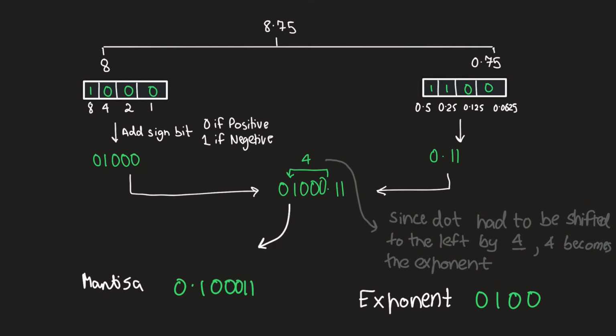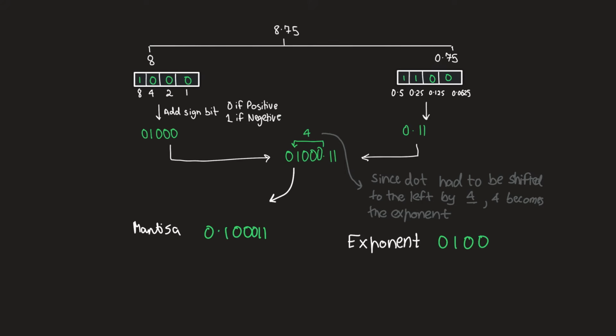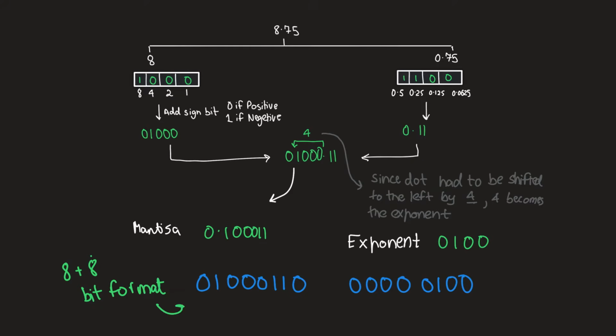Now it's worth noting that mantissa and exponents are usually written in an 8 plus 8 bit format or a 16 plus 16 bit format. In an 8 plus 8 bit format we can also write this as 01000110, which is 8 bits for the mantissa, and now another 8 bits for the exponent, which will give us this. It'll be quite easy to get a hang of this. Now let's look at something a little more complicated.